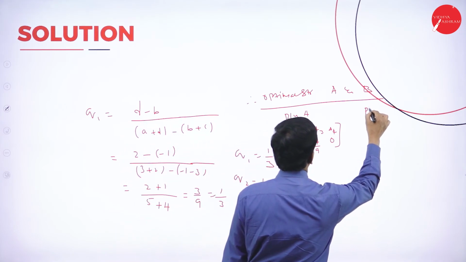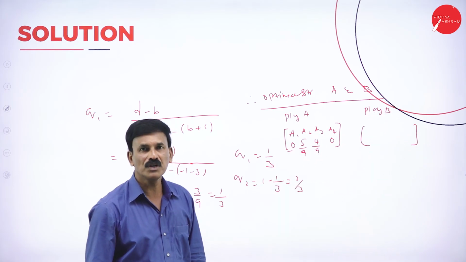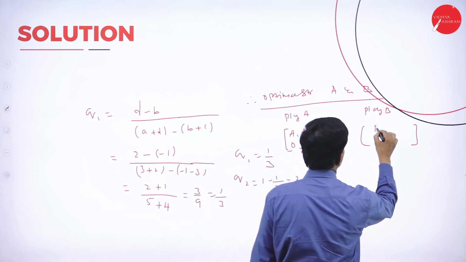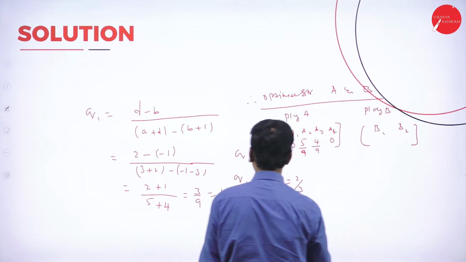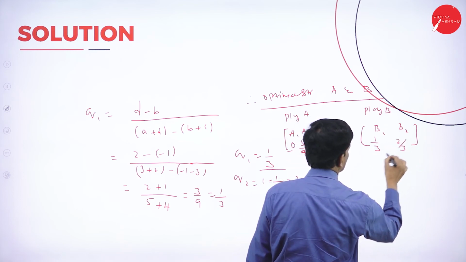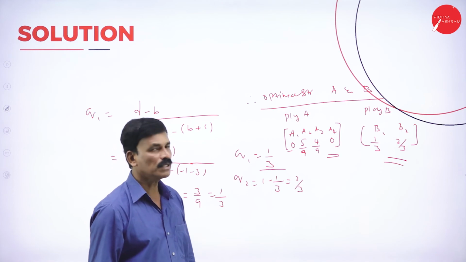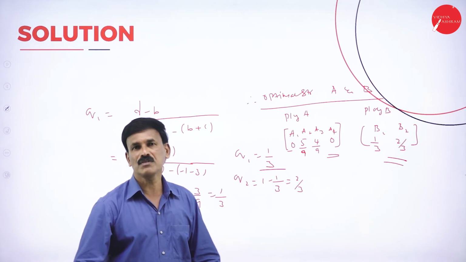Similarly for the player B. What is it? B1 and B2. What is B1? B1 is 1 by 3 and B2 is equal to 2 by 3. So these are the optimal strategies for player A and player B. Okay. Now find out the value of the game.